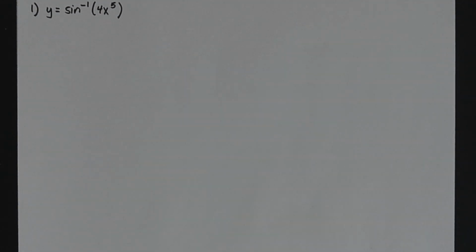We have to use the chain rule, okay? Because the inside function is a differentiable function. So we deal with the inverse sine, and its derivative is going to be, in this case, 1 over the square root of 1 minus u squared times du dx. Okay?